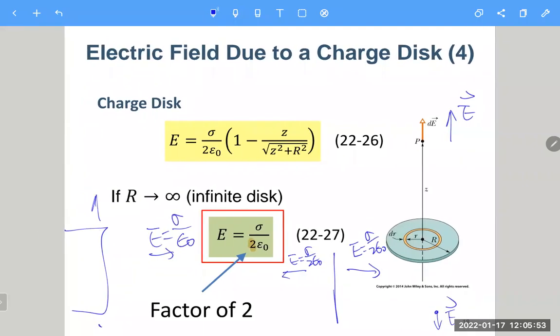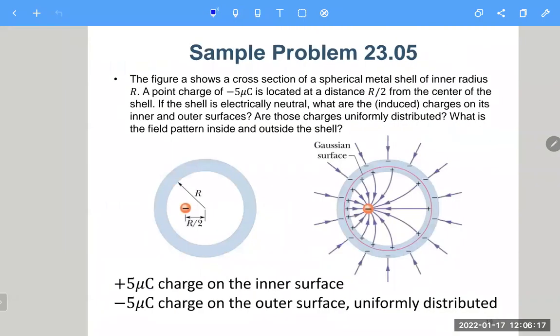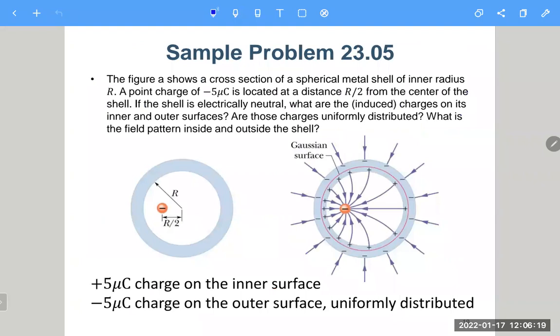But actually, for this one, we derive it from scratch using the definition of E field. We separate the plate into many small parts, find the E field for every part, and add them together using integration. Here we use the Gauss law, having a similar result. So here we have a sample problem.